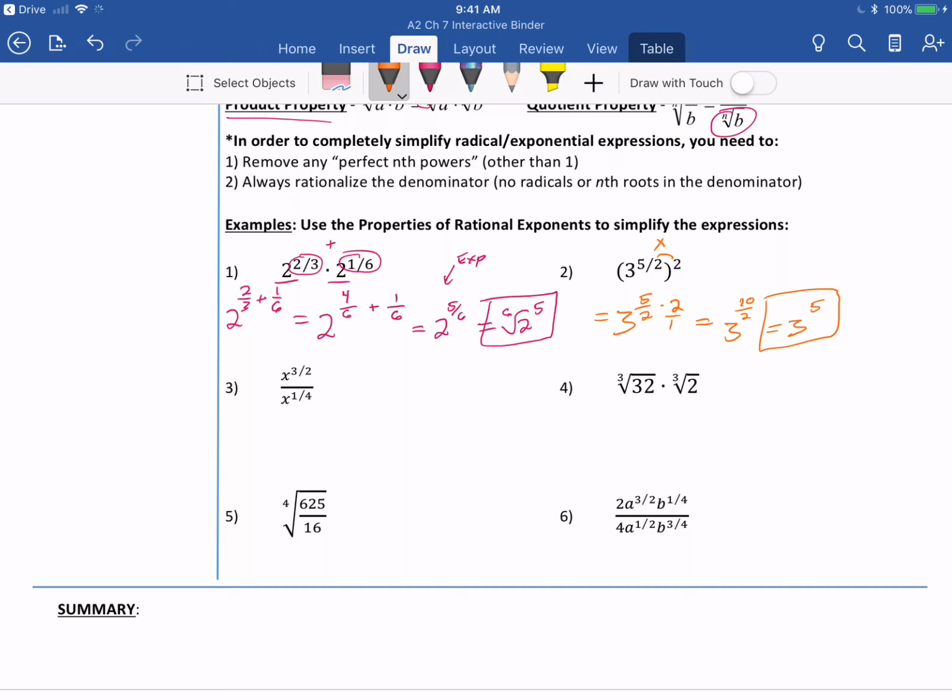You could put that into your calculator and find out what 3 to the 5th power is, but not for our sake right now. 3 to the 5th is fine.